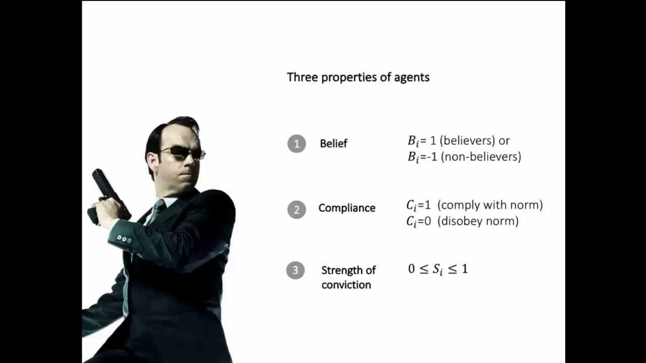I'm not going to get into the details of the model. If you're interested in these kinds of agent-based models, it's kind of cool stuff. Maybe it's more for the master students here. Basically, these agents get three properties. They get a belief, a compliance, and a strength of conviction.